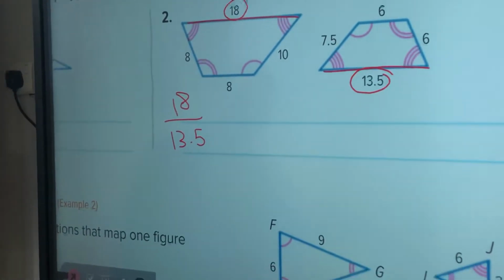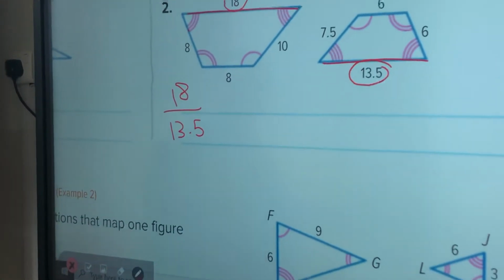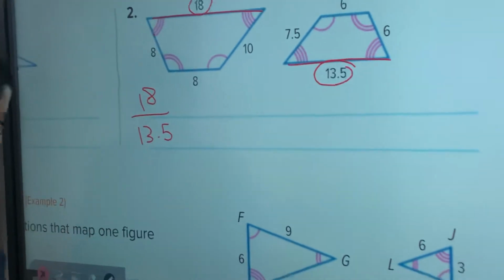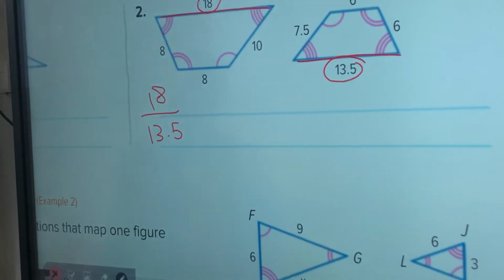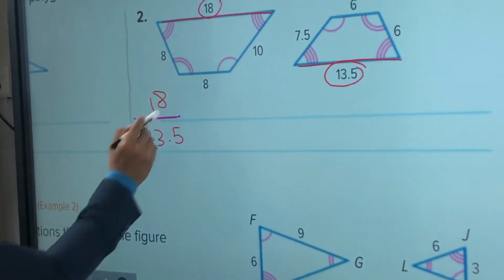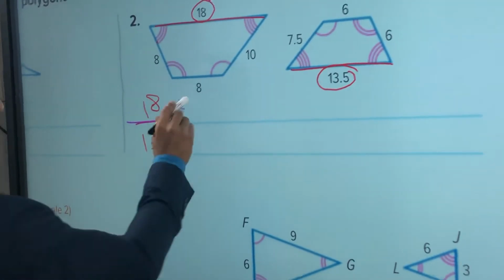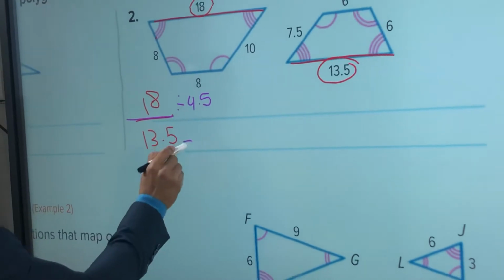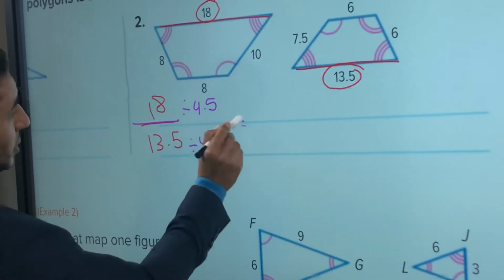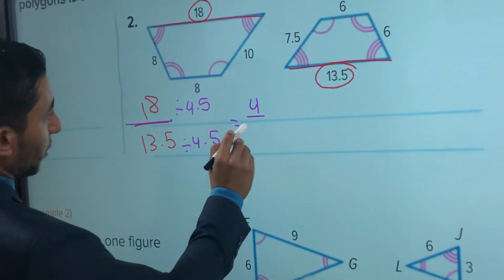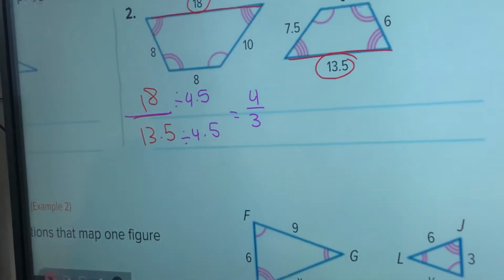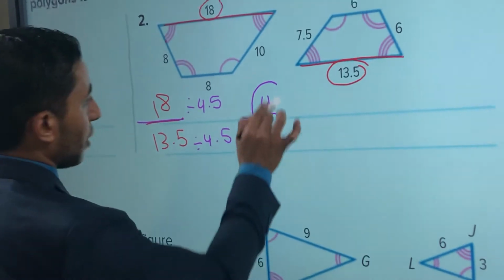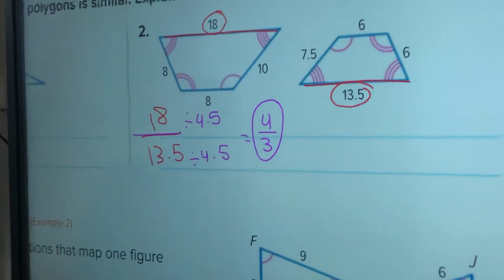Okay. If you divide by what to get the simplest form? Divide by 4.5 and 4.5. So it gives us 4 out of 3. This is the first fraction, 4 out of 3.